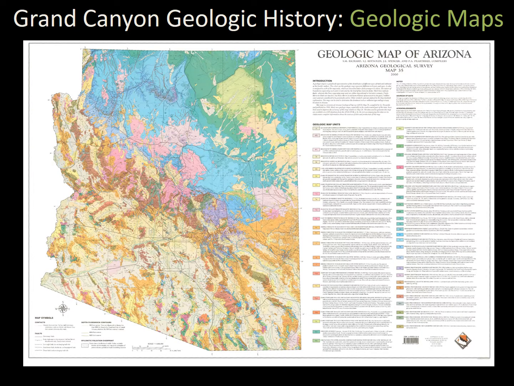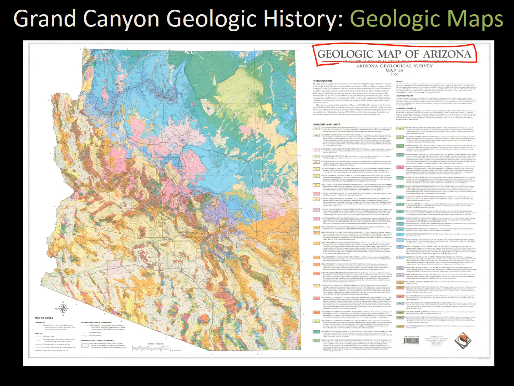Let's start with the geologic map. Geologic map, this is of all of Arizona. These maps are very important tools for the geologists to try to unravel the Earth's history. They show us the present day configuration of rocks at the surface, and with this and other information we can work backwards in time to figure out what happened.